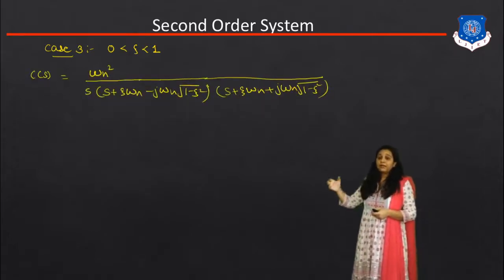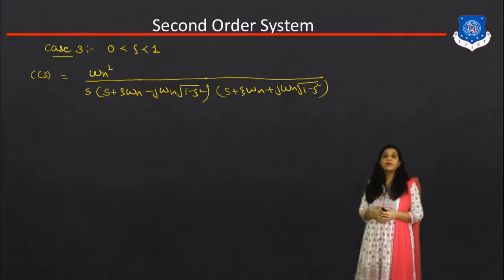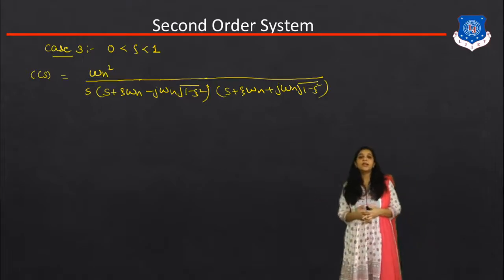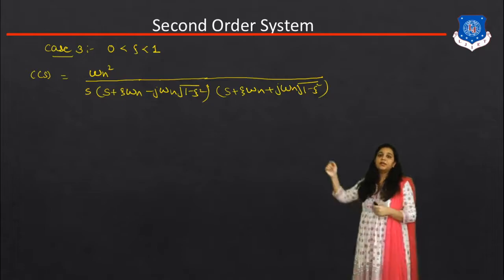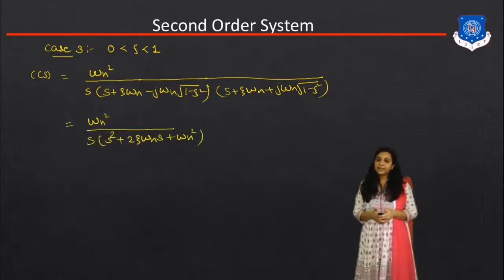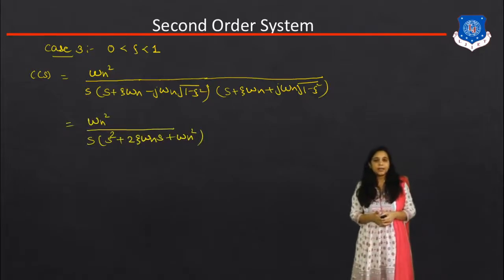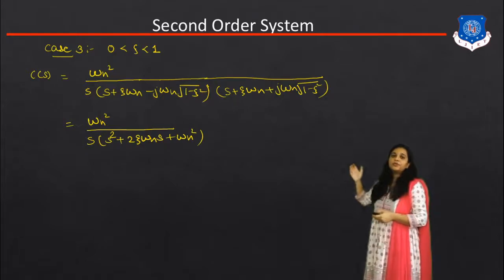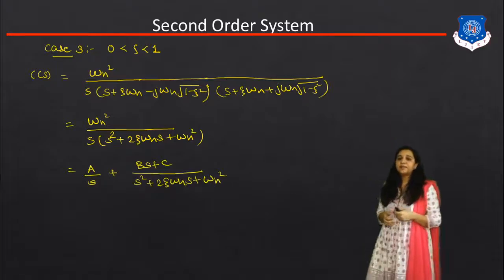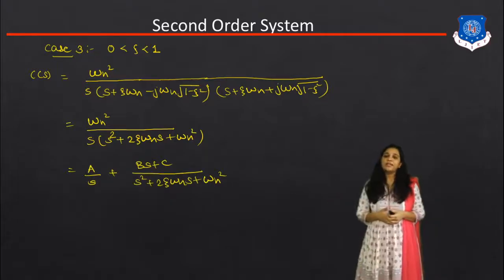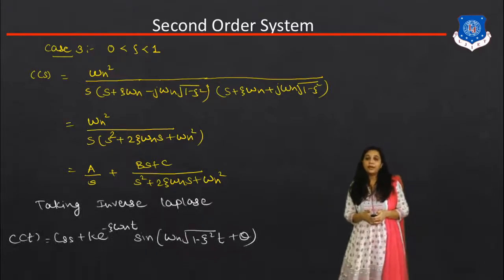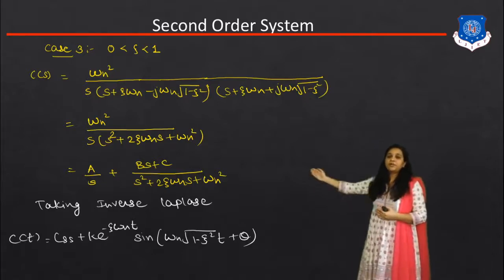So the equation of the output C(s) is equal to omega n square upon s, in the bracket s plus zeta omega n minus j omega n under root of 1 minus zeta square, in another bracket s plus zeta omega n plus j omega n under root of 1 minus zeta square. So we can write omega n square upon s times (s square plus 2 zeta omega n s plus omega n square). Again, applying partial fractions, we get A by s plus (Bs plus C) upon (s square plus 2 zeta omega n s plus omega n square). We can take the inverse Laplace of this equation.